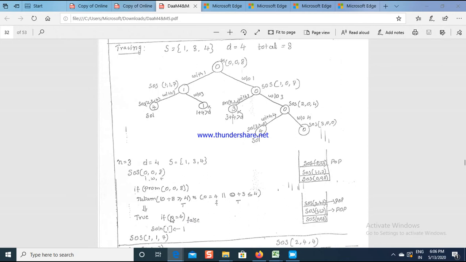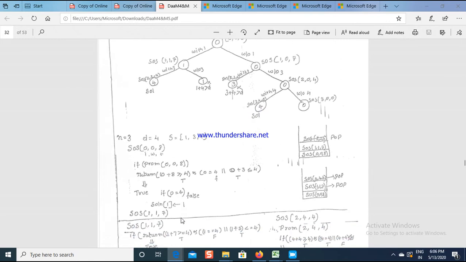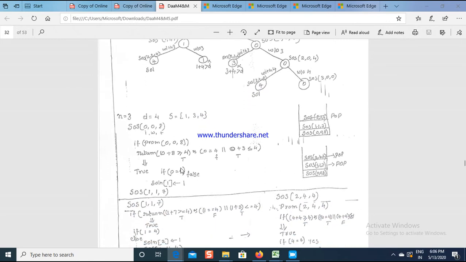How do we check that one? Whether the weight is equal to D. The weight is 0, so it is not equal to 4, which means it is not a solution. So I need to continue.